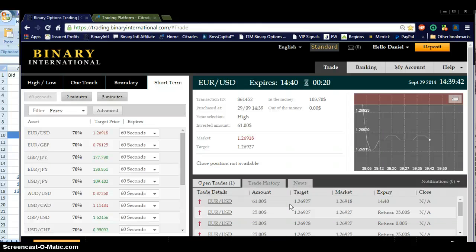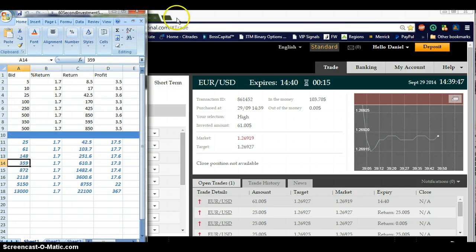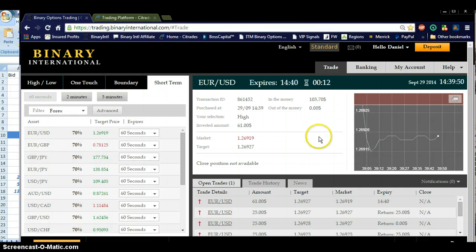So you can do this with $5. I have all the numbers over here for $5 if you decide to do a little less risk. And we're at the 10-minute mark. It looks like I'm going to be out of the money. I'm going to look at the next one, which is 148.